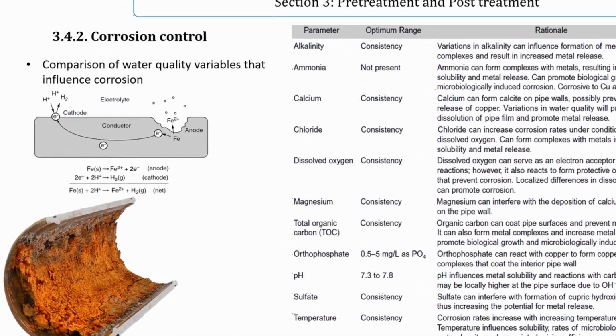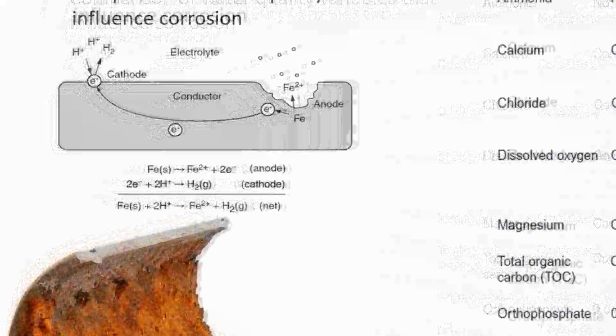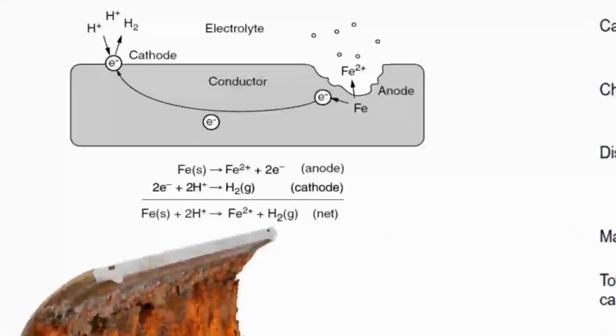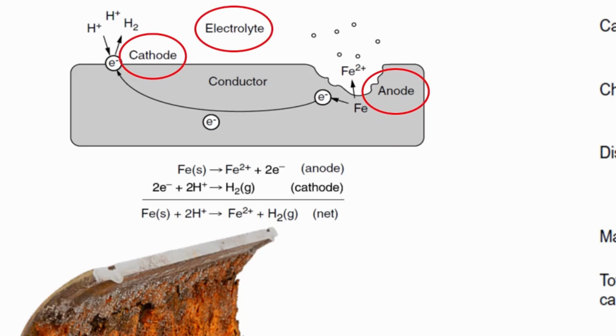In general, corrosion can only occur in the presence of a corrosion cell consisting of four elements: anode, cathode, electrolyte, and a conductor connecting the cathode with the anode, as illustrated in this figure.